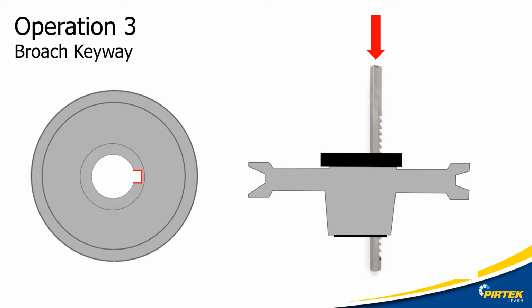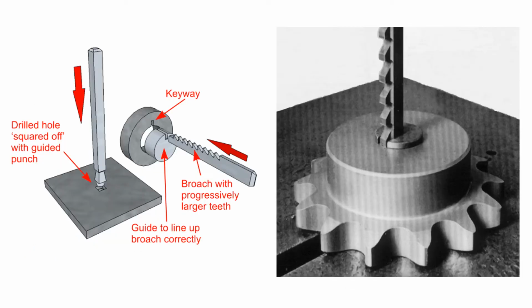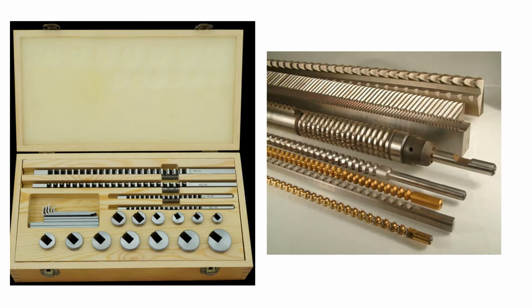Operation 3. Broaching the keyway. I'll be using the bored out hole in the pulley to locate the broaching bush. Broaches are pressed or pulled through pre-machined holes to transfer the shape of the broach onto the part. Broaches can be purchased in sets or custom made.